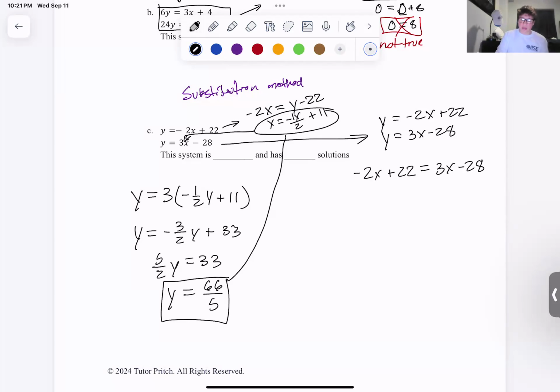And I'll just solve for x. I'll bring 2x to the other side, so 22 equals 5x minus 28. I'll bring 28 to the other side. So 50 equals 5x, x equals 10.